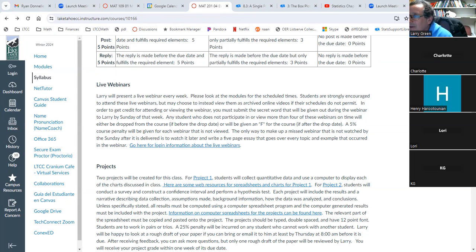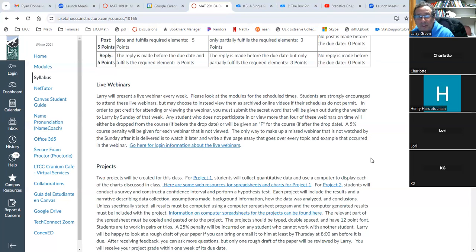Does by Wednesday include Wednesday itself? No, Wednesday means Wednesday at midnight. So 11:59 p.m. on Wednesday. How's that? So anytime on Wednesday is what it means. Yeah. So basically a day early.